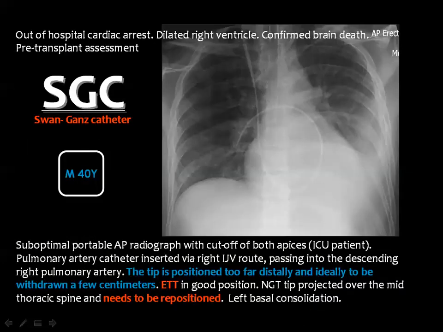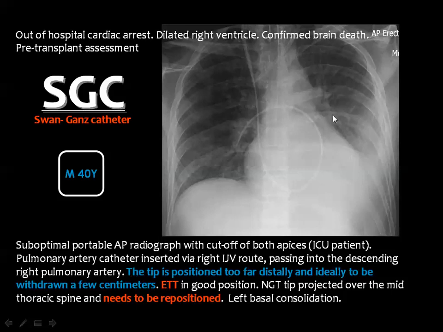And this is an example of a Swan-Ganz catheter, which is inserted somewhat distal to the optimal position. The tip of the catheter needs to be a little bit withdrawn to be in the range of 2 centimeter from the hilar shadow. Then the endotracheal tube is positioned well above the carina, while the nasogastric tube is seen in the esophagus and it needs to be repositioned.